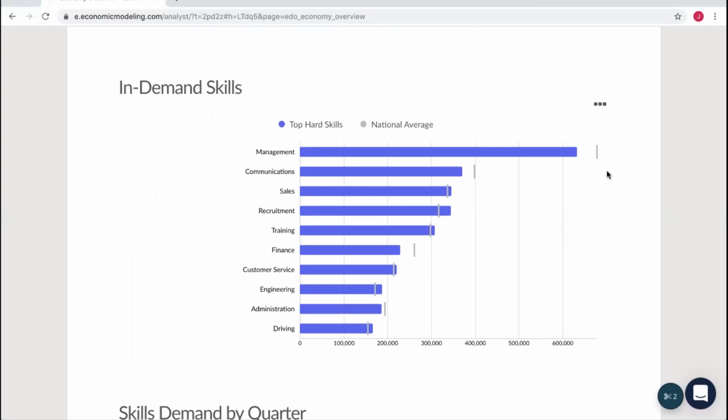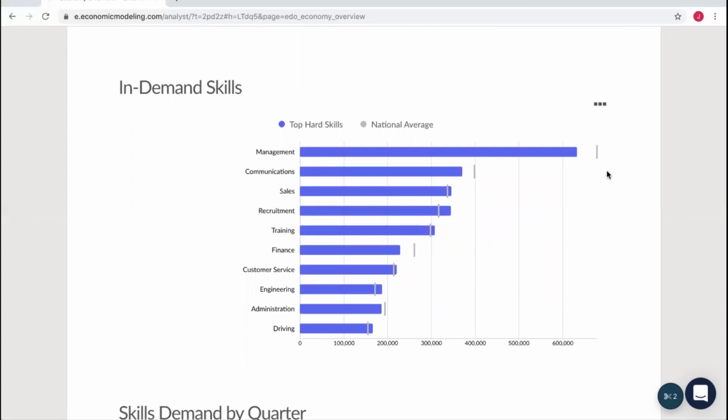But just to give you the flavour, for the region that we selected, the top skills being asked for by employers are management, communication, sales, recruitment, training, finance, customer service, engineering, admin and driving. This is really, really insightful information. Forget about qualifications, forget about industries. These are the skills that employers are asking for in their job adverts.